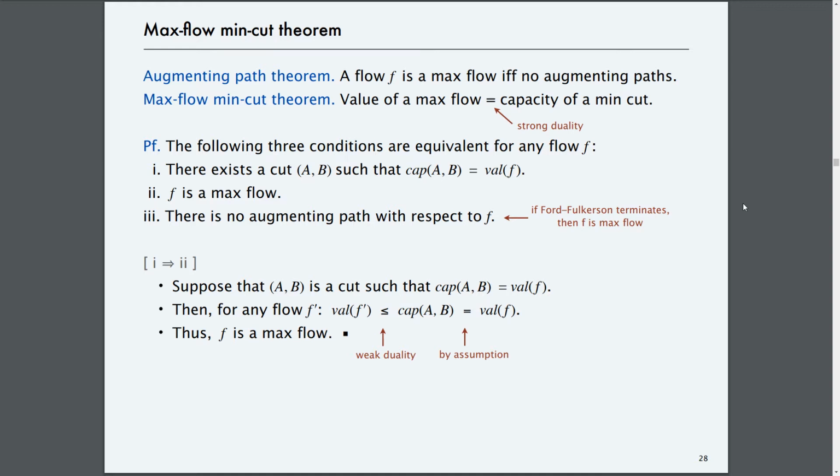Second, f is a max flow. And then also, third, there is no augmenting path with respect to f.